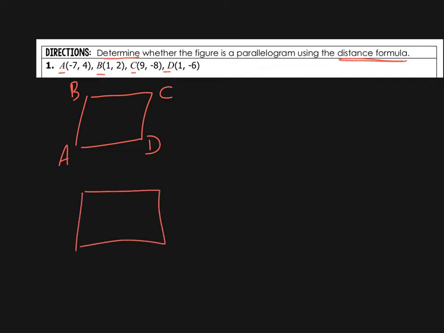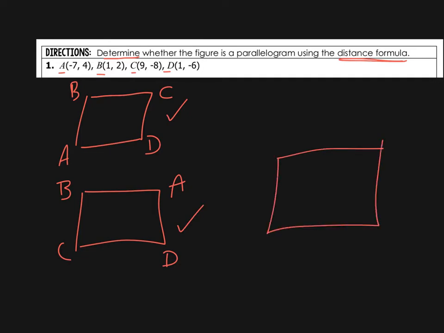Let's jump right into a problem and see if we can use this. It says to determine whether the figure is a parallelogram using the distance formula. First, let's draw our quadrilateral, and we use the alphabetical order that they gave us to go around. Just so you know, we could have put the A anywhere, and we could go around in this order too. So this is okay, this is okay.